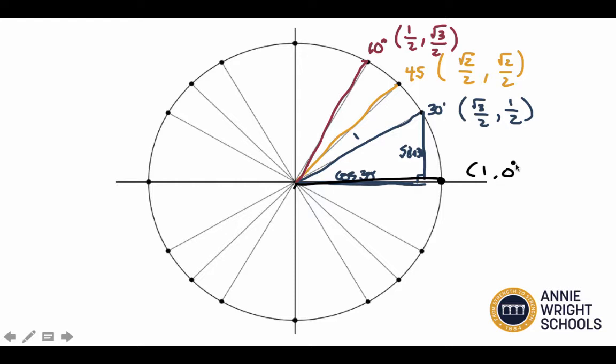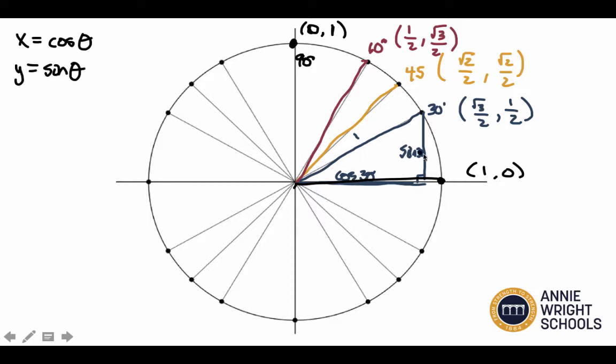I can also then, in black, look at this at 0 and see, well, if the x-coordinate here is 1 and the y-coordinate is 0, then that must mean the cosine of 0 is 1 and the sine of 0 is 0. Similarly, up here at 90 degrees, I can see that the cosine is 0 and the sine is 1. So the unit circle helps us visualize from this definition that x is equal to the cosine of theta and y is equal to the sine of theta.